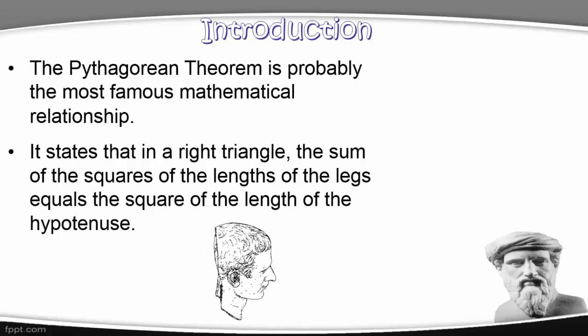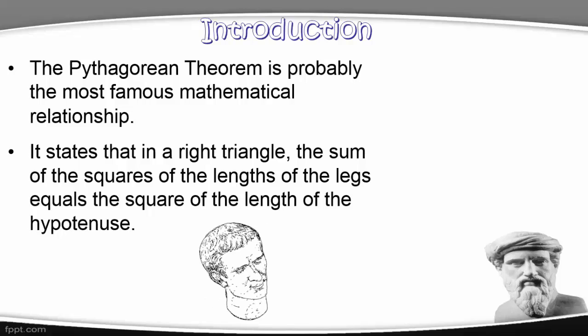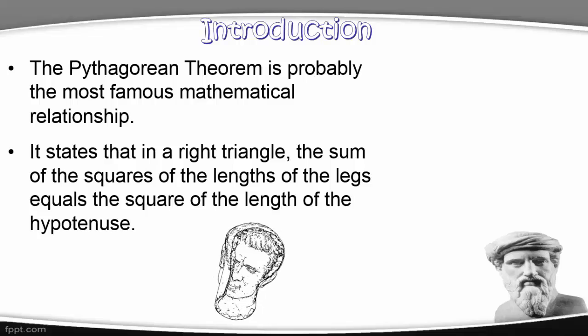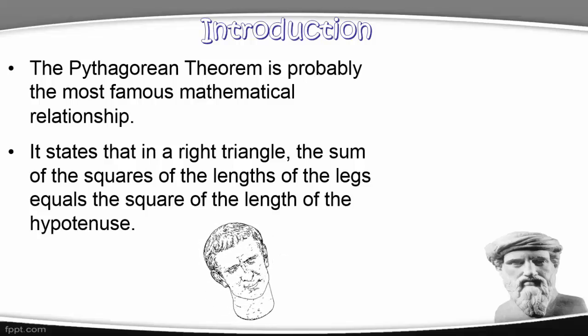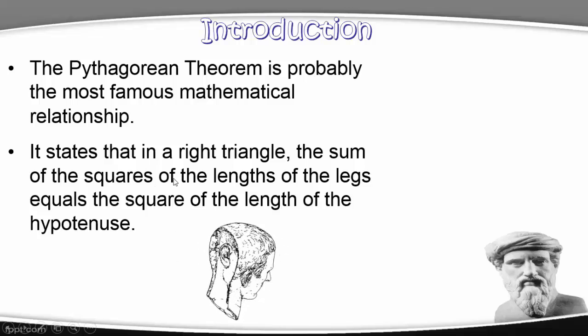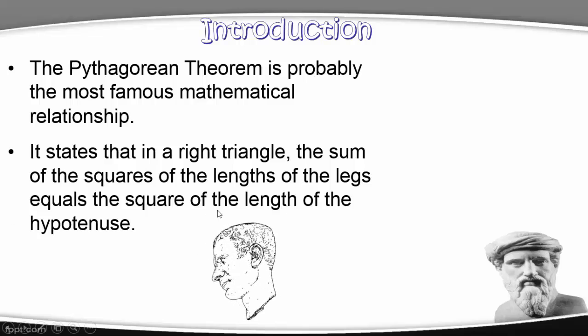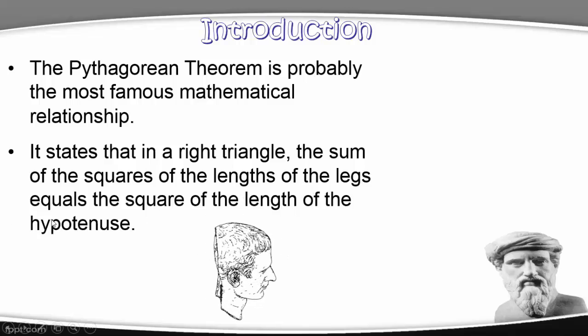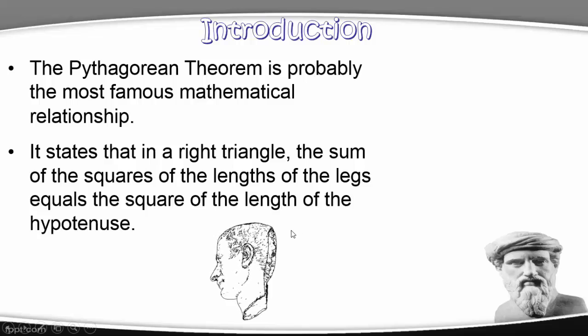Most of you may have heard of the Pythagorean Theorem. It is probably one of the most famous relationships in all of mathematics. And it states that in a right triangle, the sum of the squares of the length of the legs equals the square of the length of the hypotenuse.